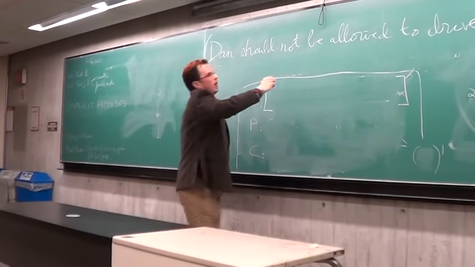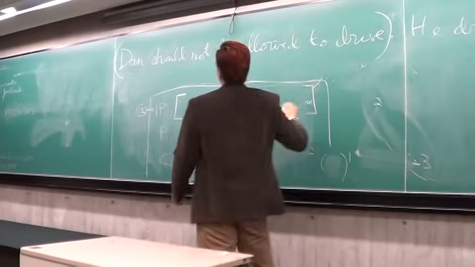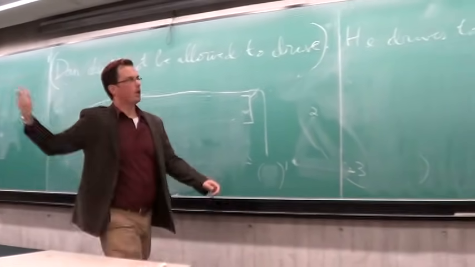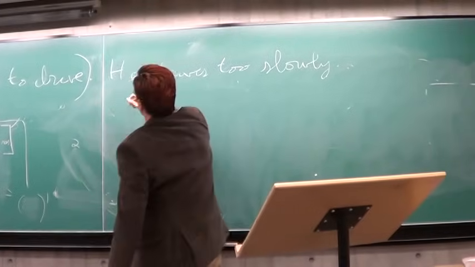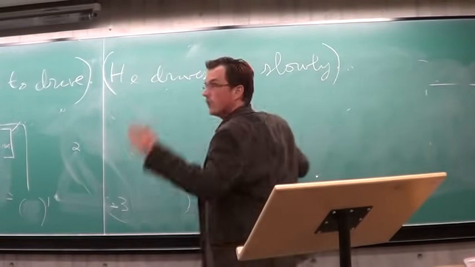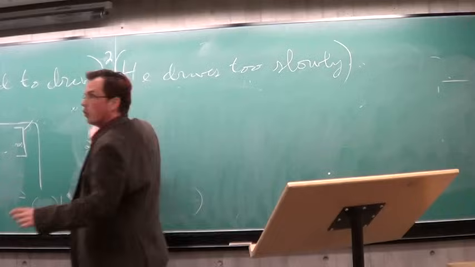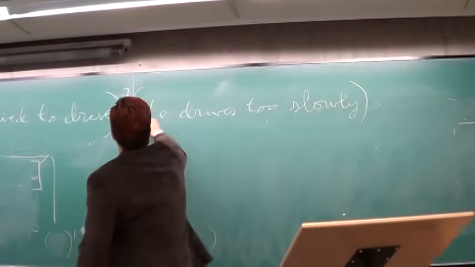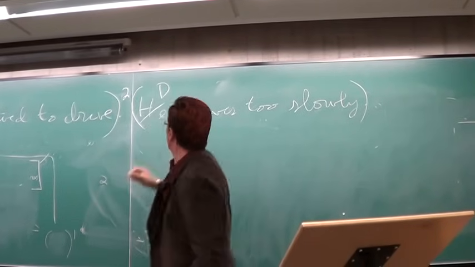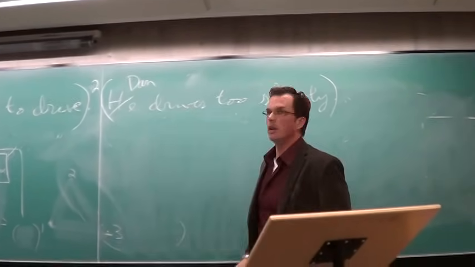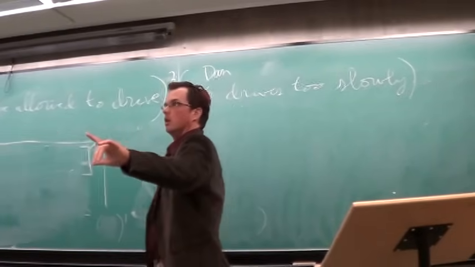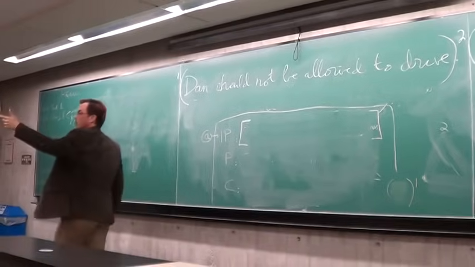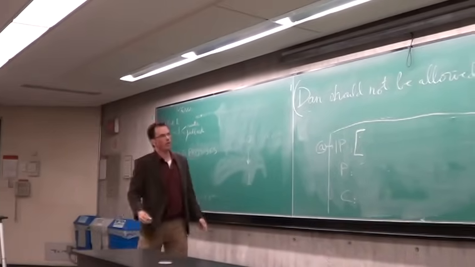Dan should not be allowed to drive. Correct. Let's number this 1. Let's move on. Again, same person. He drives too slowly. Let's number this 2. Second order of business. Someone help me out. What do we do now? Yes? Change he to Dan. Cool. I like this. Good. Then what? Spot the conclusion. What's the conclusion? Dan should not be allowed to drive.